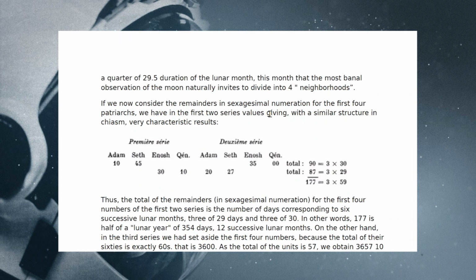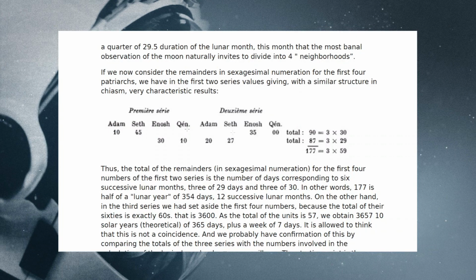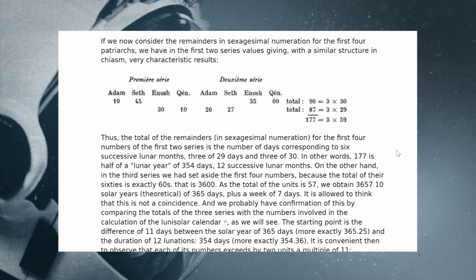But back to the sexagesimal stuff with these series of numbers here. Again, just looking at the first 4 names, in looking at them in a series, the first and second series also form a somewhat chiastic thing where in a row, you end up with 90, which is 3 times 30. Another row, you end up with 87, which is 3 times 29. Of course, that equals 177. And as he is going to point out here, the total of the remainders in sexagesimal numeration for the first 4 numbers of the first 2 series is the number of days corresponding to 6 successive lunar months, 3 of 29 days and 3 of 30.